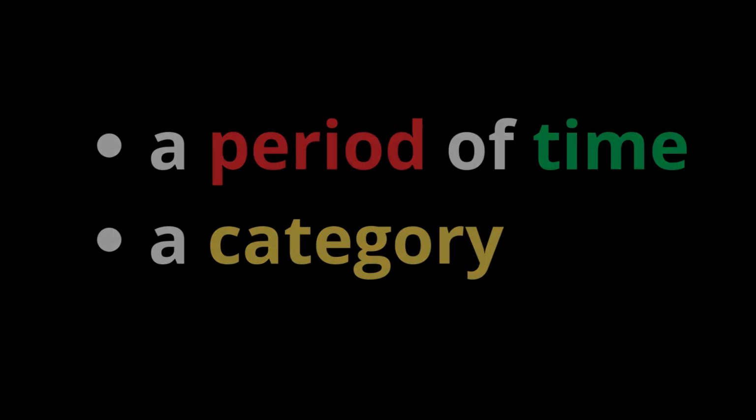Today, we're going to explore when to use in, on, and at in English. Let's dive right in. First up, let's talk about in. We use in when something is inside a space, a period of time, or a category.